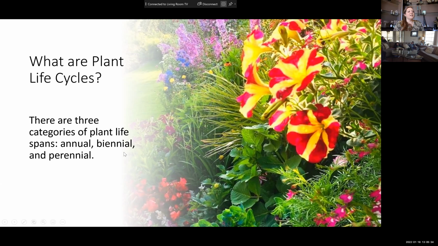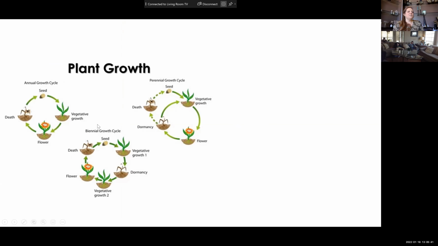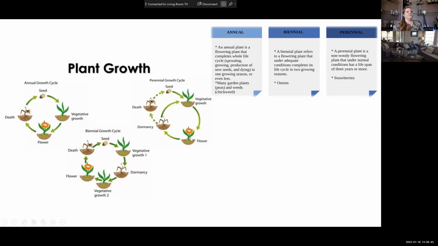So there are 3 categories of plants: annual, biennial, and perennial. This is true. You don't fall asleep in class, I'll give you that. Plant growth. All right. So you have an annual growth cycle, biennial growth cycle, and perennial growth cycle.